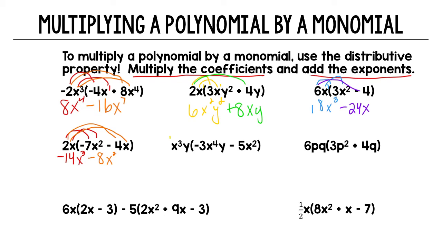You can imagine there's a 1 out here in front. So that's 1 times -3 is -3. x to the third times x to the fourth is x to the seventh. And y times y is y squared. And then 1 times -5 is -5. x to the third times x squared is x to the fifth. And y just stays y. Last one in this row, do it on your own.